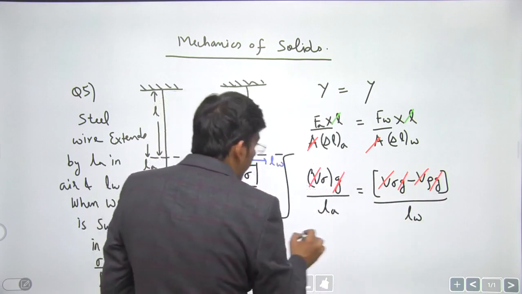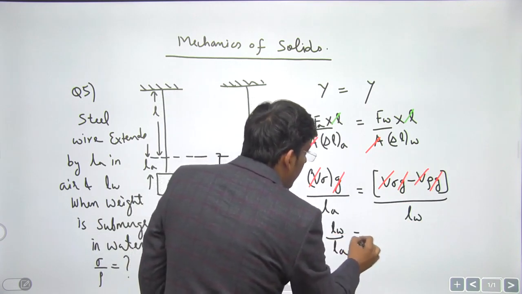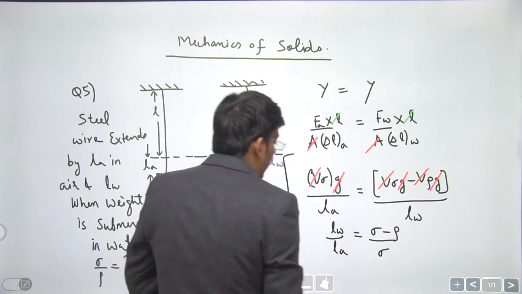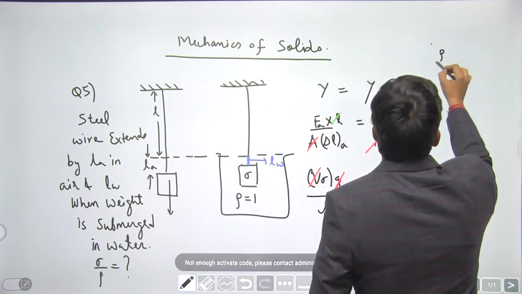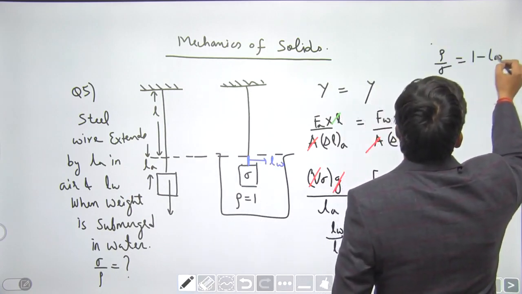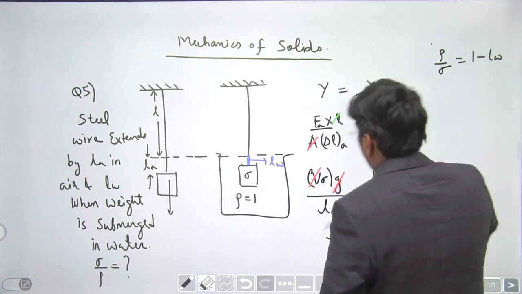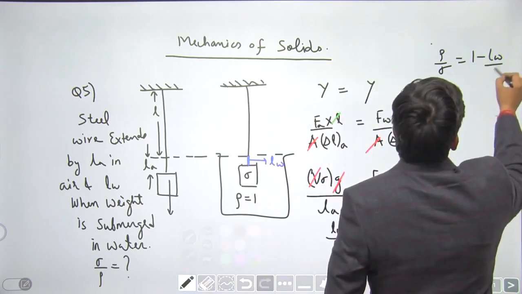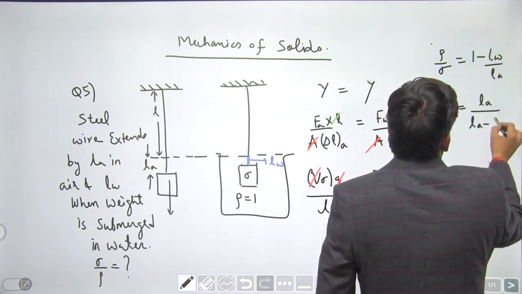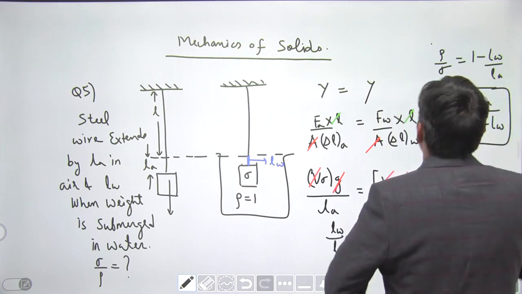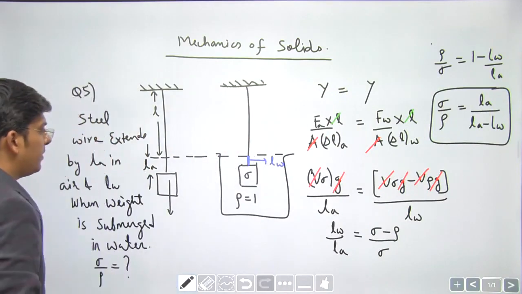So we get LW divided by LA as sigma minus rho divided by sigma. Now this rho divided by sigma will become 1 minus LW divided by LA. So sigma by rho, which is relative density, is equal to LA divided by LA minus LW. Very, very important question, dear students. Kindly note down.